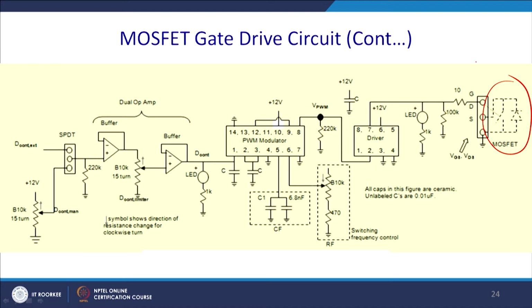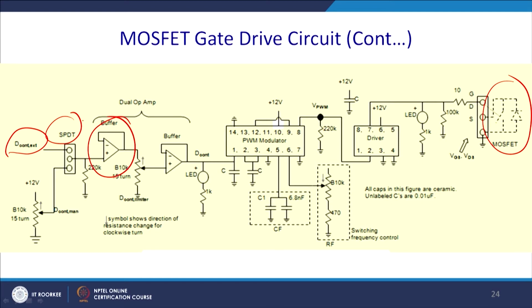So, this is the drain and this is the source of the MOSFET, and it comes with the body diode, and the upper one is the gate. So, what happens is you have the connector, and from the connector you have an SPDT, that is a single pole double throw switch. So, from there you can control. This is the external control of the pulses, and you have a buffer.